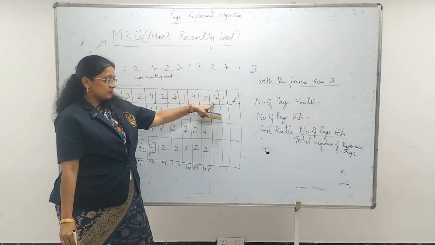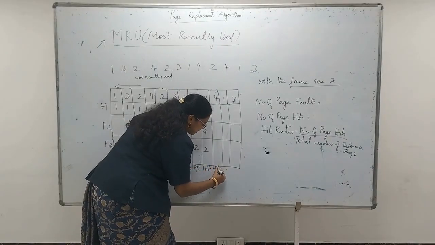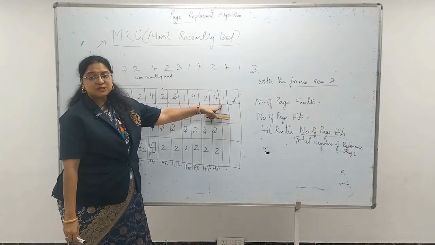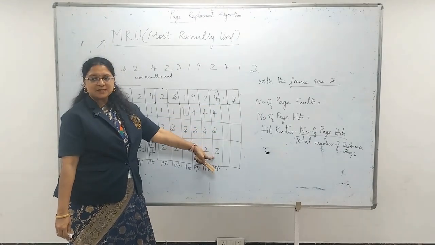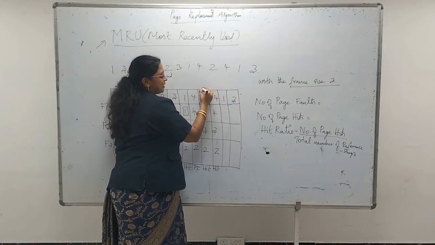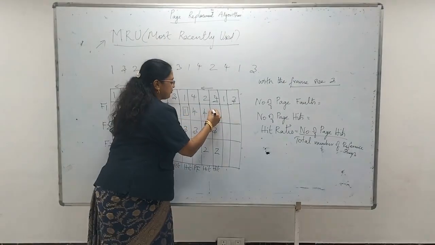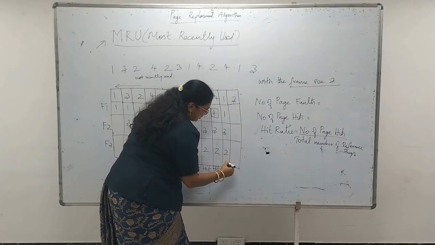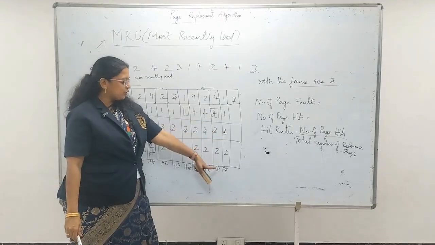Now you are going to check whether this 4 is present here or not. 4 is already present, so that is also a hit. So 4, 3, 2. Next element is your 1. Check whether 1 is present here or not. Here 1, 4, 3, 2. 1 is not present here. So you are going to replace the most recently used element, next to 4. The most recently used element is 4 only. So you need to replace 4. So 1, 3 and then 2. That is your page fault, because now we have inserted 1 in the place of 4.